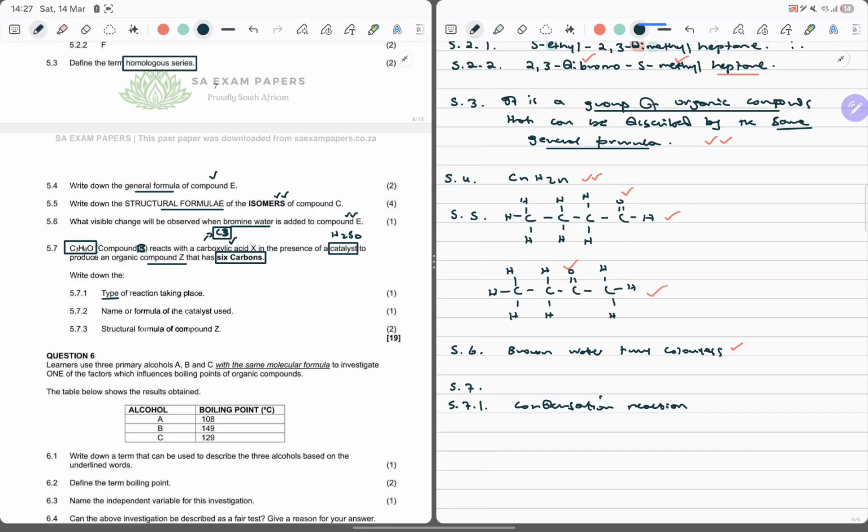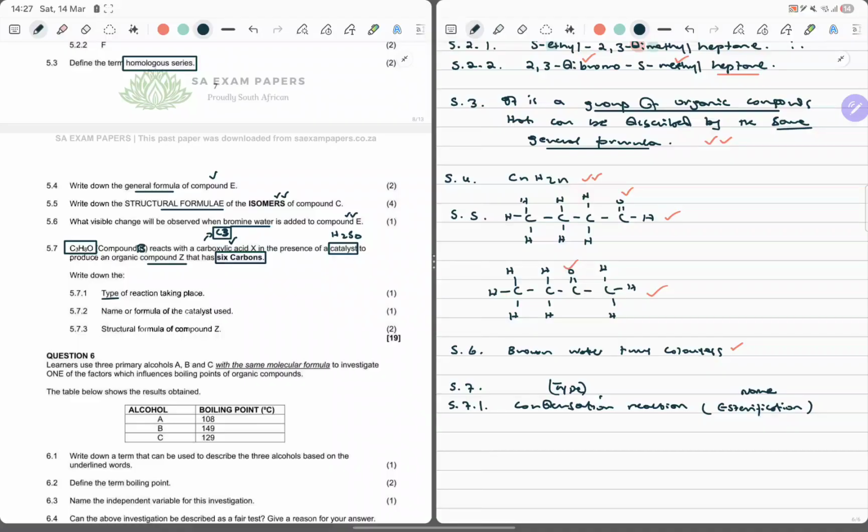This is a condensation. That's the type. But some people would say esterification, which is fine, but this is the name of the condensation reaction taking place. Remember, this is the type. Esterification is not a type. It's the name of the type.